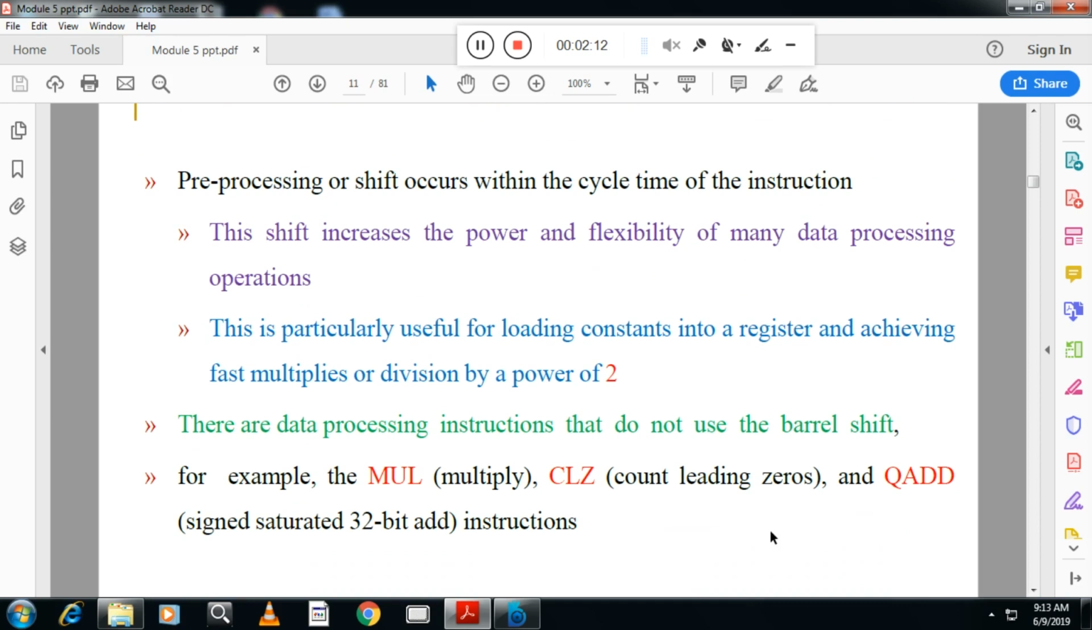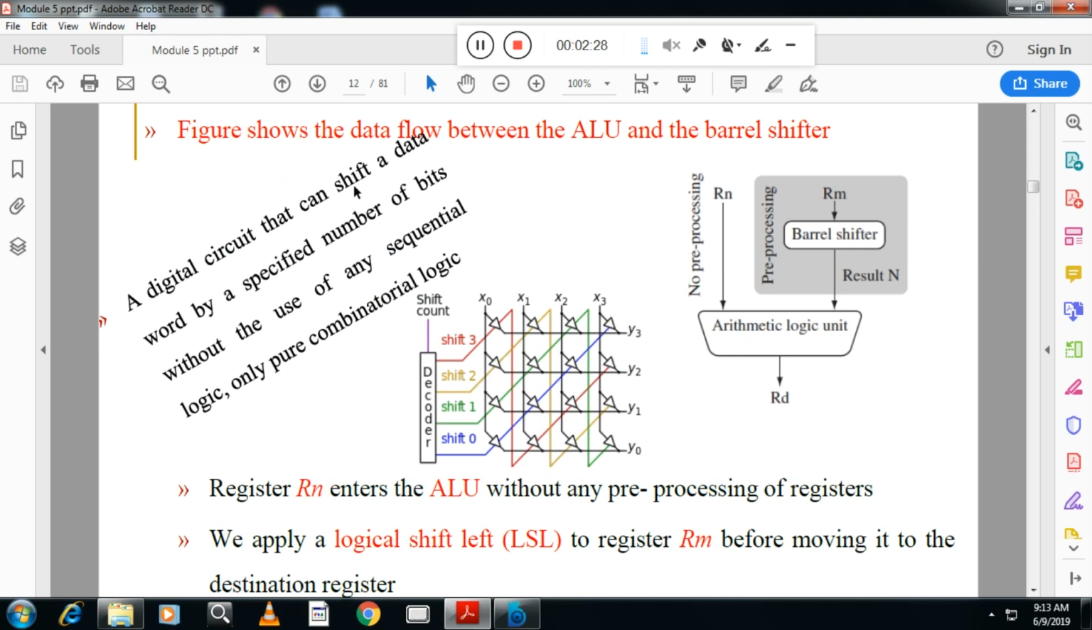So what is the use of pre-processing? Pre-processing helps in achieving division or multiplication by a power of 2, so it will improve the performance. You can see what a barrel shifter is. It is a digital circuit that can shift a data word by a specified number of bits without the use of any sequential logic. Sequential logic is logic which makes use of a clock signal, such as flip-flops or shift registers. But the barrel shifter is pure combinational logic, so implementation is very easy and not costly.